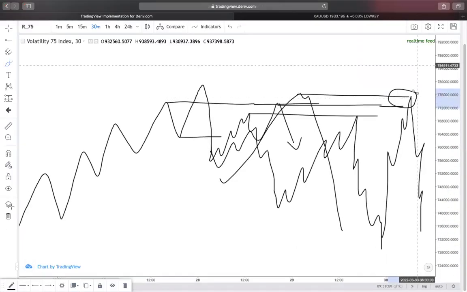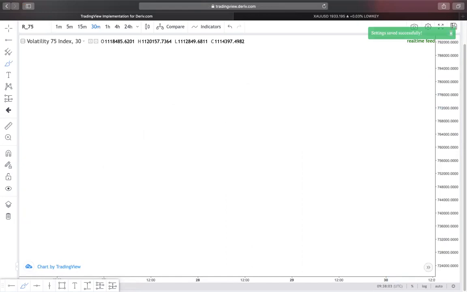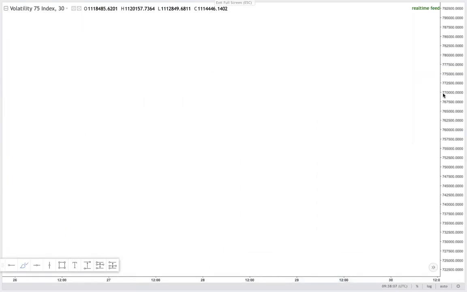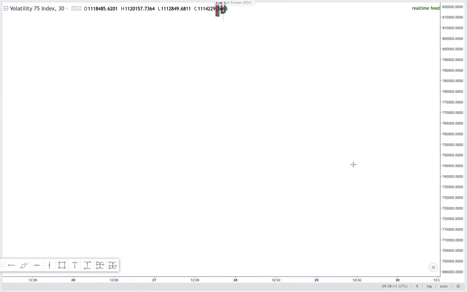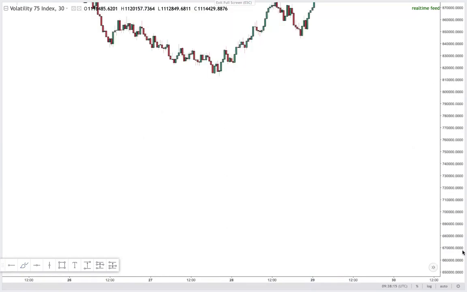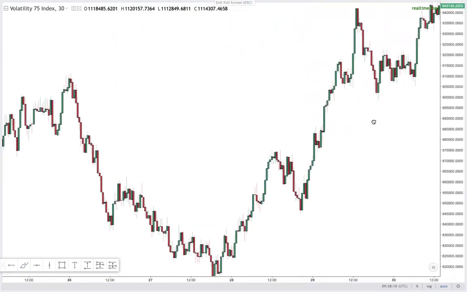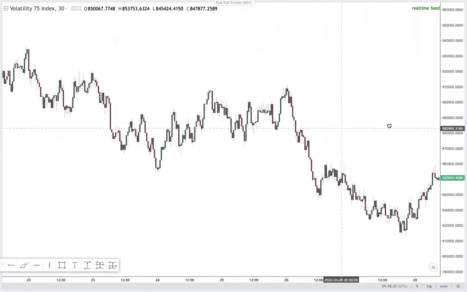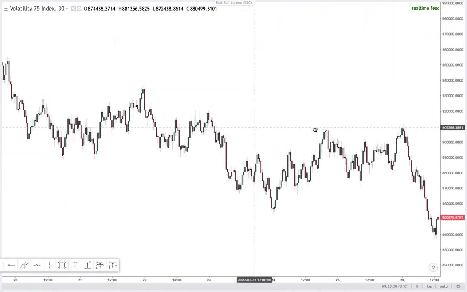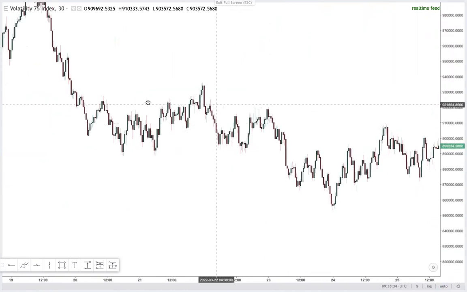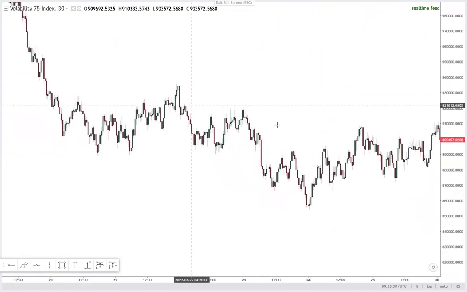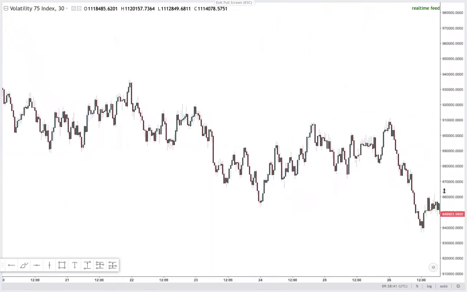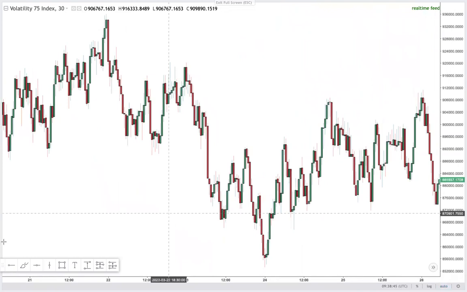Let's check out the live chart. Okay, I see we have an example right here. So let's say in this structure right here, we had our invalidation point right here.